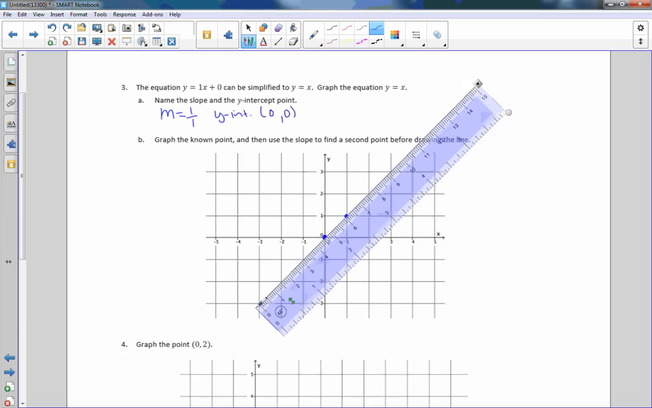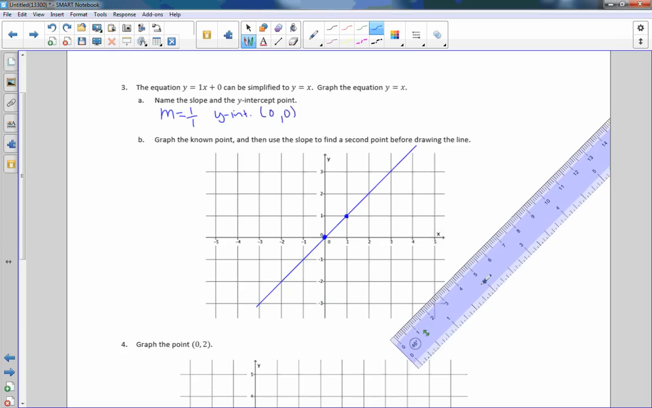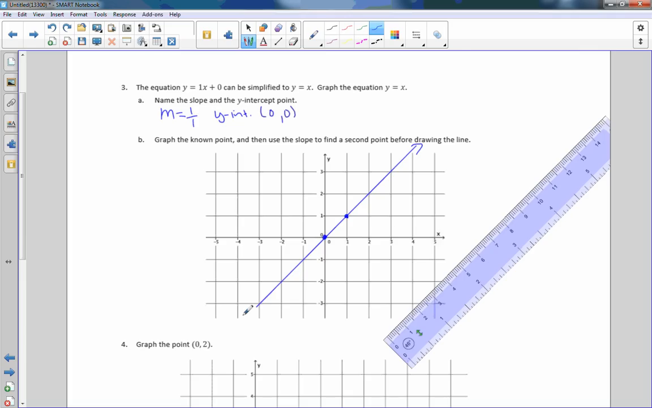And draw a straight line through those 2 points. And there it is. And just so we get the hang of this, that's a distance of 1 up, and this is a distance of 1 to the right. And 1 over 1 is 1, and 1 times x is simply x.